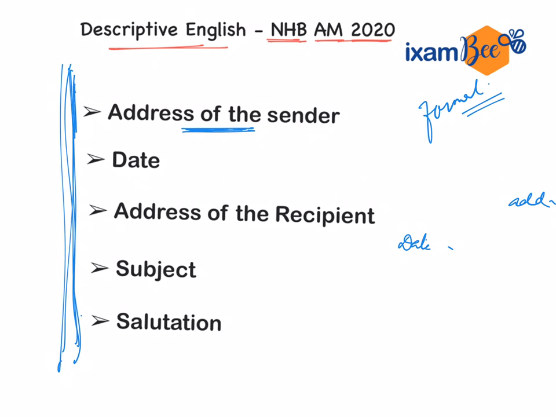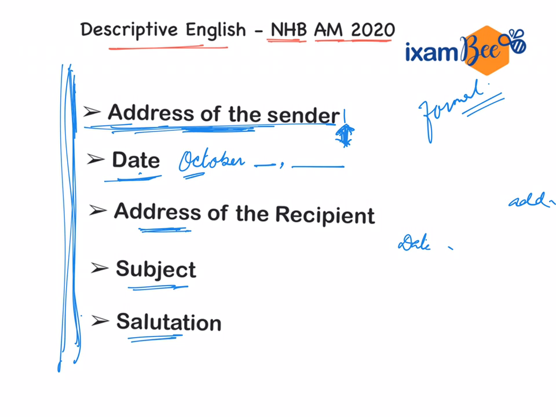You have to write the address of the sender, and then the date, today's date. It would be better if you write, like today is October, first the month, then the date, then a comma, and then the year. And always keep one line space here. It should not be that in the very next line you write the date. One line space you should keep between the address of the sender, the date, and the address of the recipient, then the address of the recipient, and then subject and salutation.